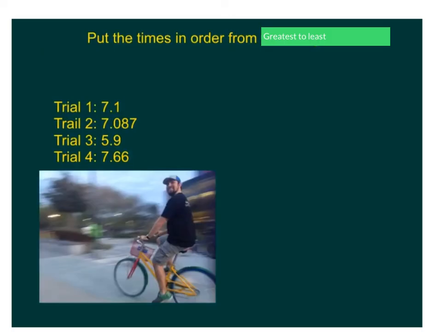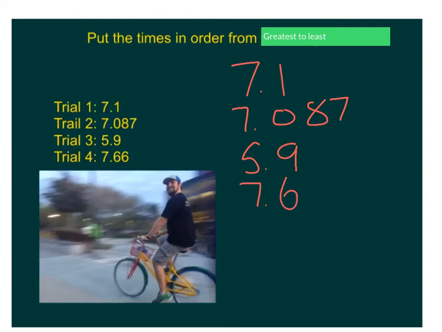So I spent some time riding the bikes around, and these were my 4 trials, and I'd like you to put these times in order from greatest to least. Hopefully you've had enough time to do that, so let's line these up. I am going to rewrite these, so I have 7 1/10, 7 87/1000ths, 5 9/10ths, and 7 66/100ths. Need to go add in some placeholder zeros, and I am done with that.